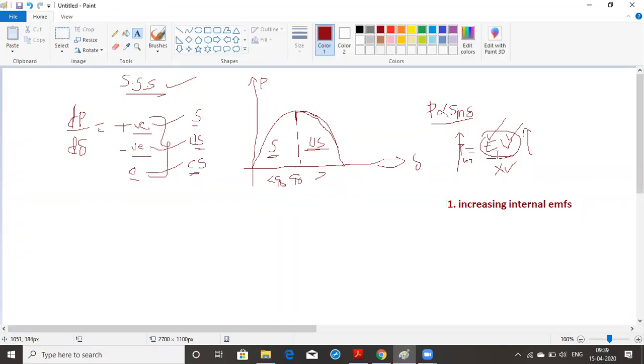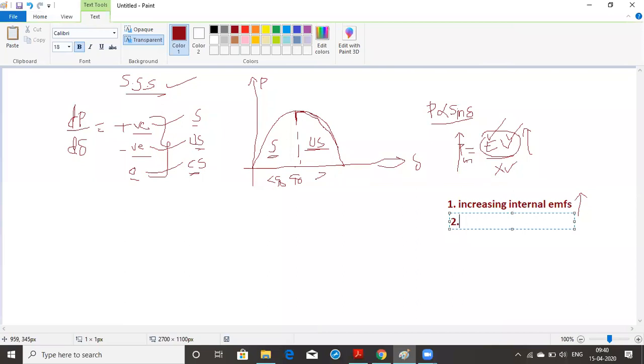Internal EMFs means either that of a synchronous generator or the terminal voltage of a synchronous motor. I'm assuming the load as a motor. So the terminal voltage of the motor and the excitation voltage of the generator, if these are increased, automatically the maximum power delivered will also increase. So this is one method, which is possible by using the excitation system. We already know the synchronous machine is a double excited system.